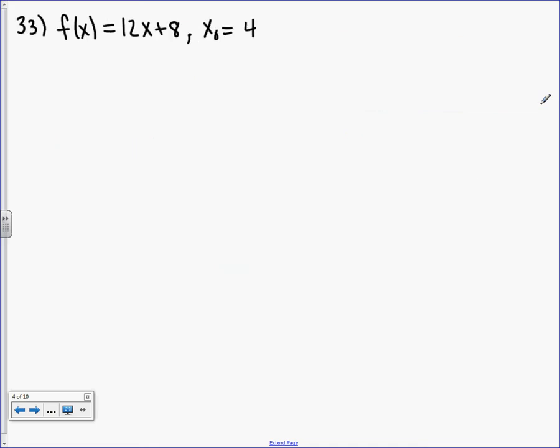So we're going to jump to number 33 next. The 26 and 30 are, in my opinion, the hardest. So we're going to do 33 next, okay? Find the first 3 iterates of each function for the given initial value. They gave me f of x and they gave me x sub 0.